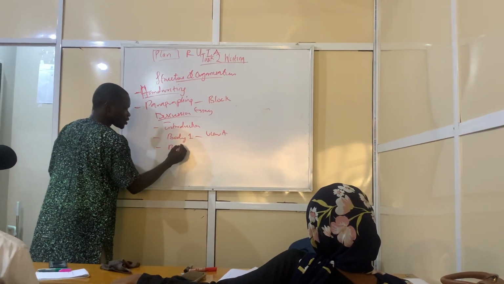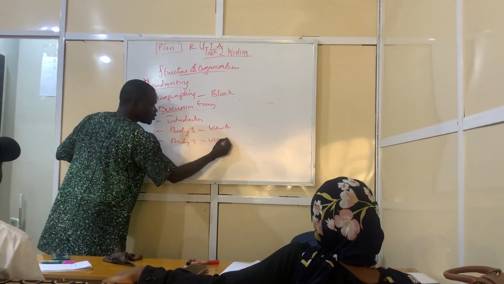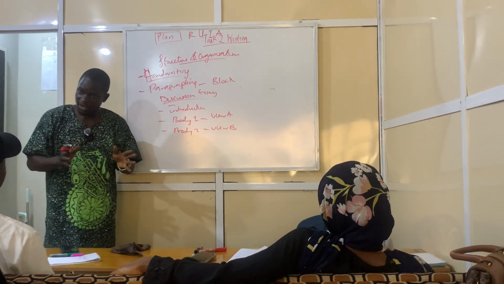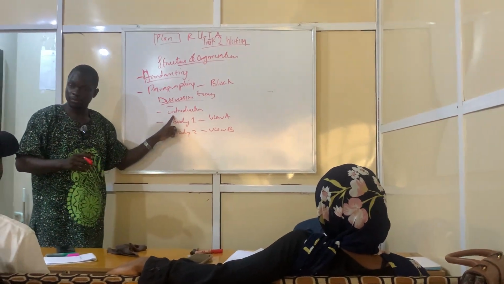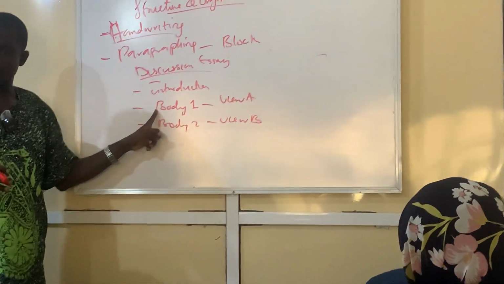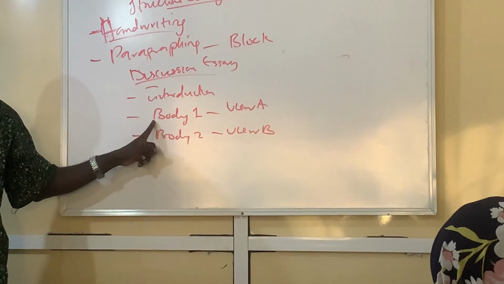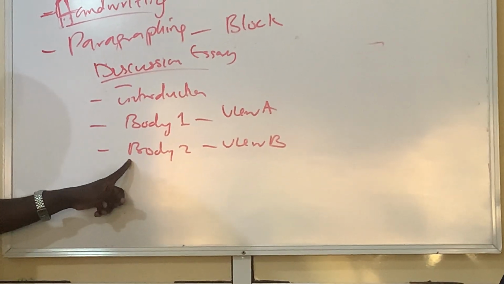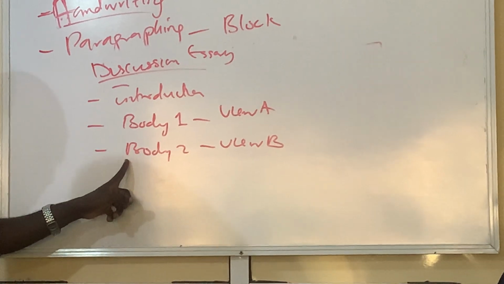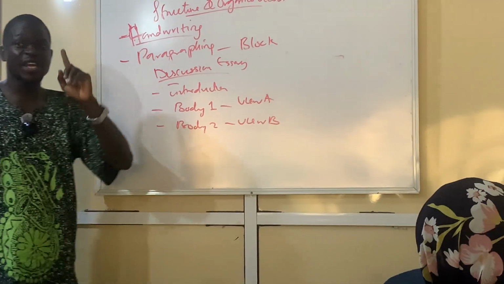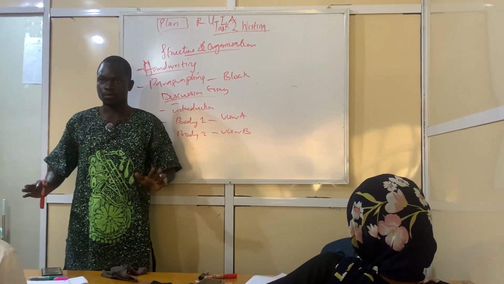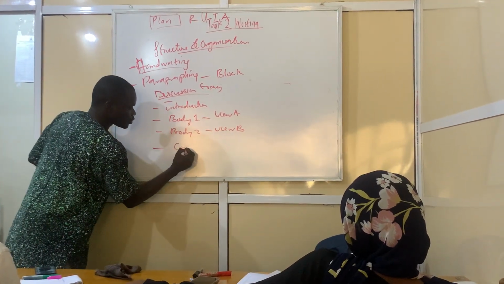Then body two is what? View B. Do you see, for your discussion essay, the first part is your introduction. The second paragraph is what? Your body one, explaining the one view. Your third paragraph is what? Explaining the second view. Is that okay? So if they ask you, discuss both views, full stop, you will just go to what? Conclusion. That's all.